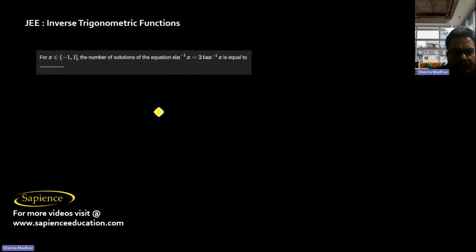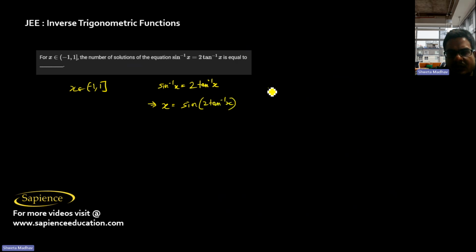So here it is told that for x belongs to minus 1 to 1, here 1 is included but minus 1 is not included. The number of solutions of the equation sine inverse x equal to 2 tan inverse x is equal to. Now if we apply sine on both sides, then we'll get x equal to sine of 2 tan inverse x.